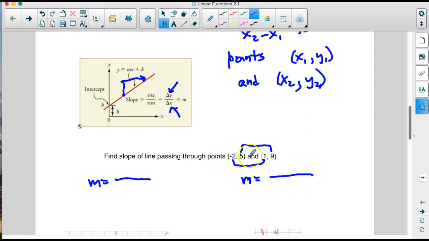So if we go right to left, we go 5 minus 9, those are the y values, or if we go left to right, we go 9 minus 5. It just depends on which one's x1, y1, and which one's x2, y2. So you can subtract in either order, but in this case, if we start with the 5 here on the fraction, then we have to start with the negative 2 on the bottom. Negative 2 minus 1. And if we start with the 9, the second y, then we have to start with the 1 here on the bottom. 1 minus negative 2.